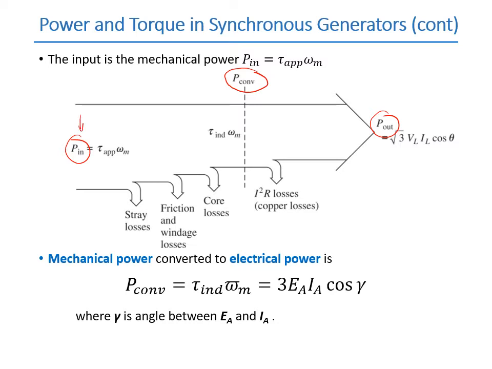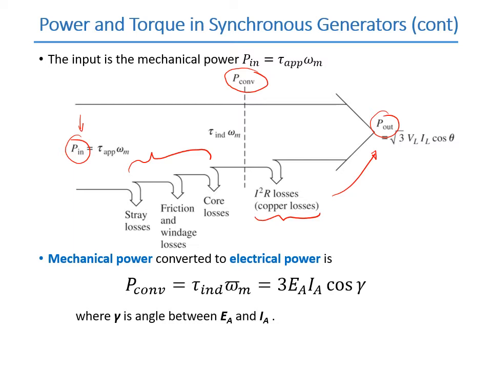This converted power is equal to the input power minus these three losses. So if you subtract these three losses from the input power, then you will get the converted power. And to get the output power, you can subtract the copper losses from the converted power.